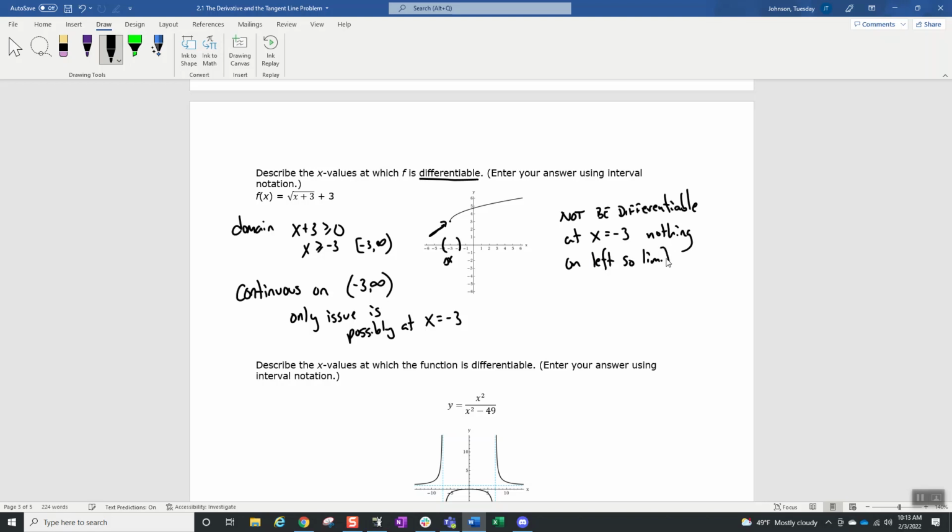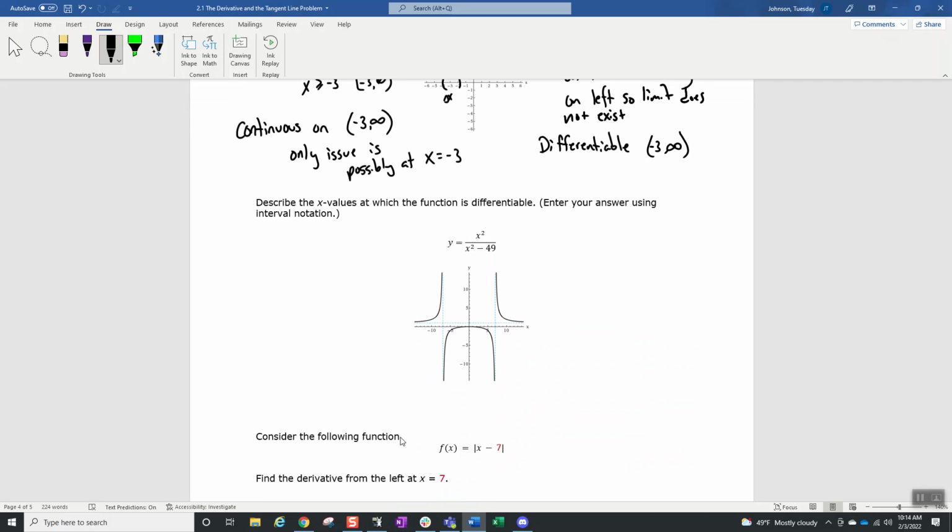So the limit does not exist. The limit being f prime of x does not exist at negative 3, and therefore it's not differentiable at x equals negative 3. Enter your answer using interval notation. So it is differentiable from 3 to infinity because it's not differentiable at negative 3, but it is differentiable everywhere else. Woo! Alright, let's do another one.